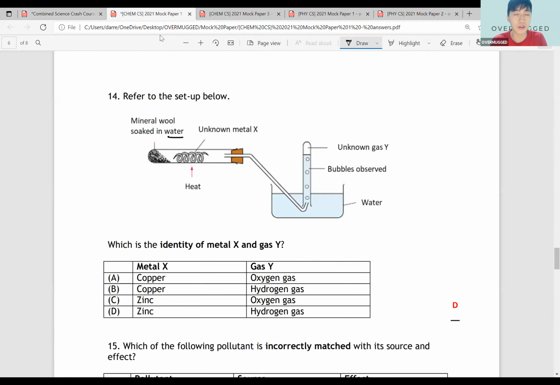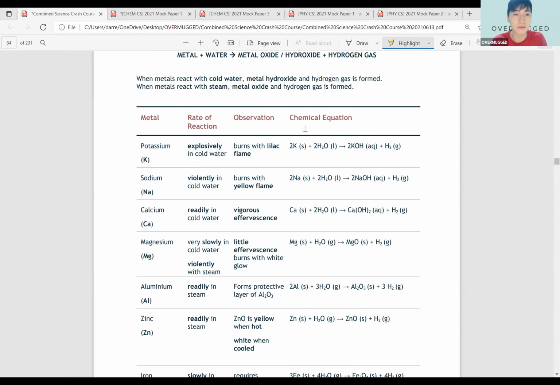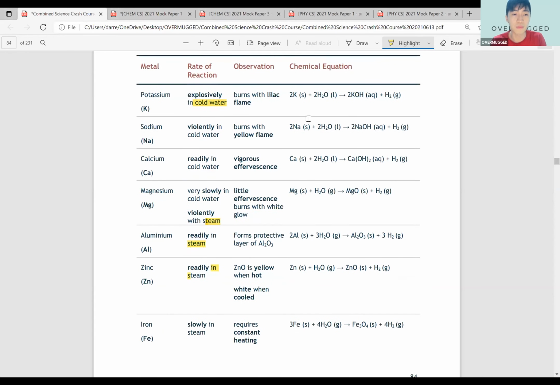I go back to the question now. Where is the water? The water is here. When you heat this up, your water turns into steam. So this is essentially a steam plus metal reaction, and we see bubbles. If you go back to the notes, some metals can react with cold water, but some metals can react with steam. And what does it produce when they react with steam? They produce hydrogen gas. So this is your metal plus steam reaction.